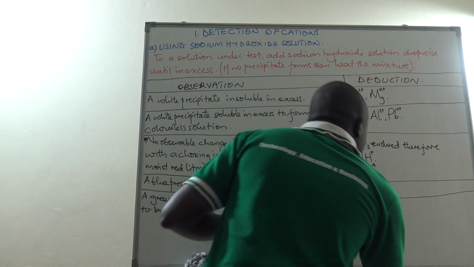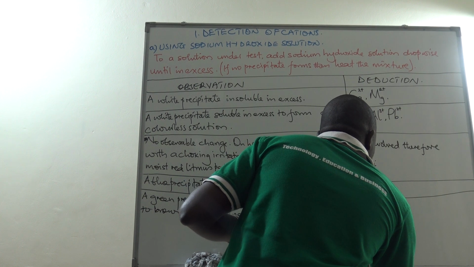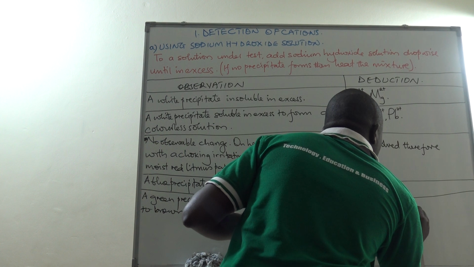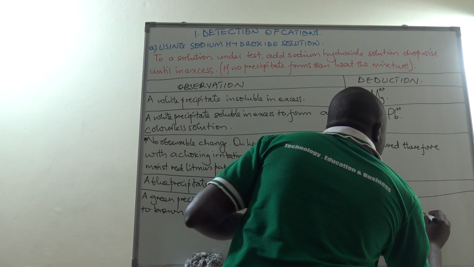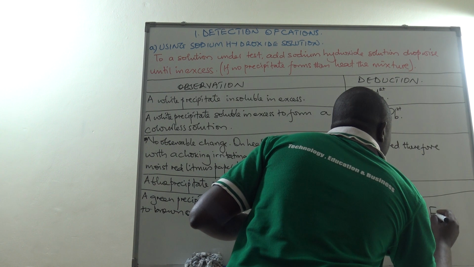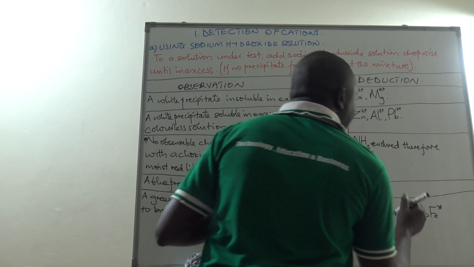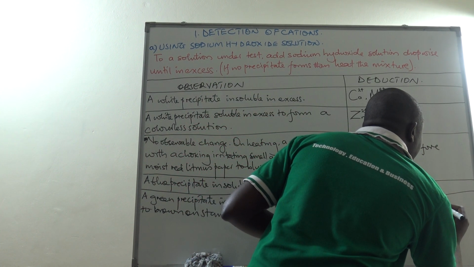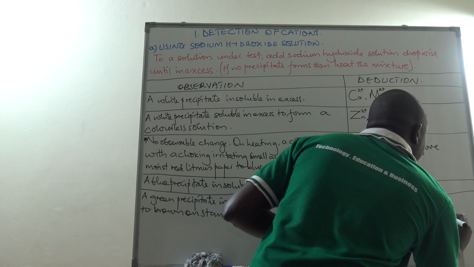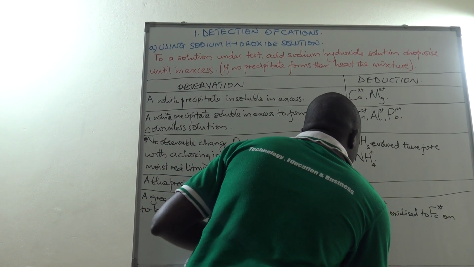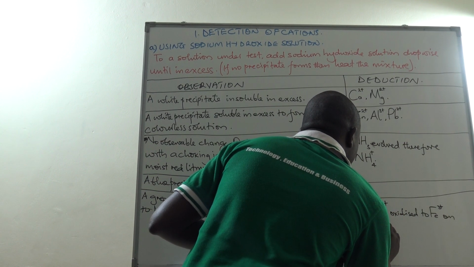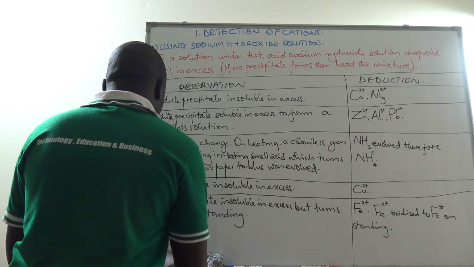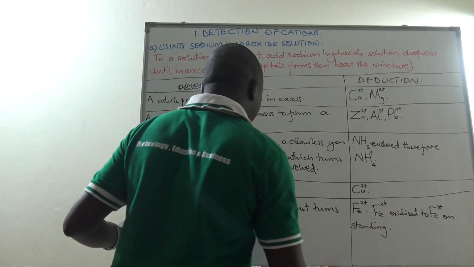Only that the iron 2 ion oxidized to iron 3 ion. I'm using S because this is British English. Iron 2 ion oxidized to iron 3 ion on standing by the atmospheric oxygen. So this is with the iron 2 ion.